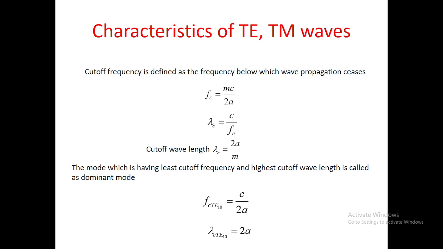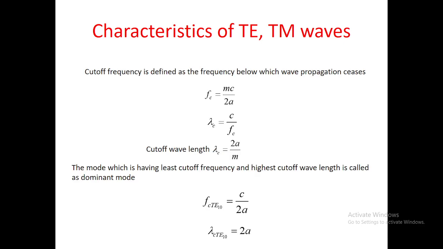Suppose the medium between the two conducting walls is free space, then the cutoff frequency equals mc by 2a, and the cutoff wavelength lambda c equals 2a by m. For TE10 mode, the cutoff frequency is c by 2a and the cutoff wavelength is 2a.